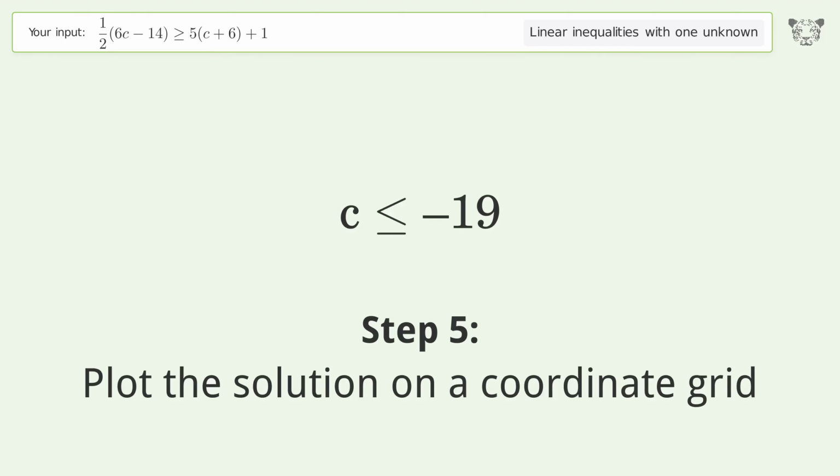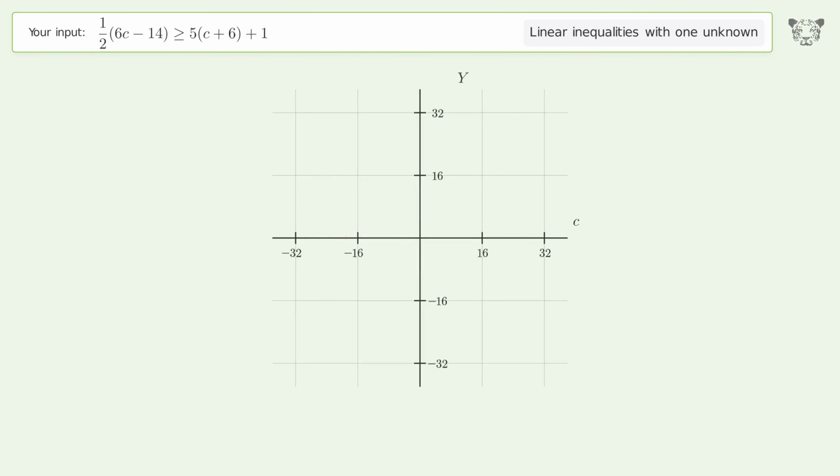Plot the solution on a coordinate grid. And so the final result is c equal or smaller than -19.